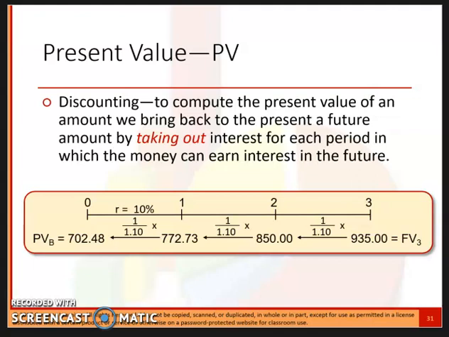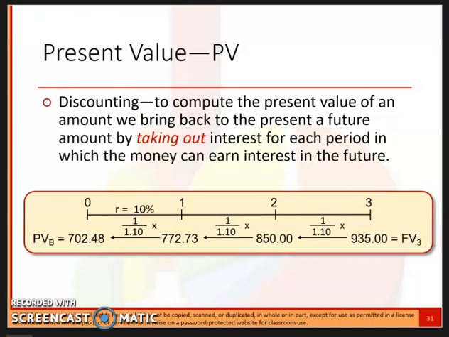So here, we would take our $935. We take our 935 and we divide it by 1.1. We divide the 850 by 1.1, and we get 772. So this would be the timeline methodology. Each of these divided by 1.1 gives us 702.48.